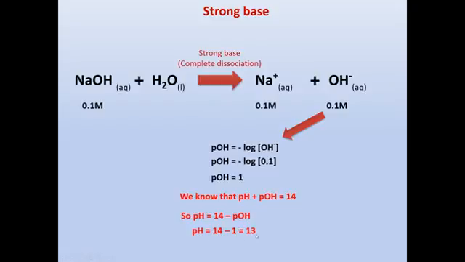Just as a way of checking that this makes sense, we've got a strong base solution, so we would expect the pH to be above 7, and we get here a pH of 13. So this is a very basic solution, so that makes sense.